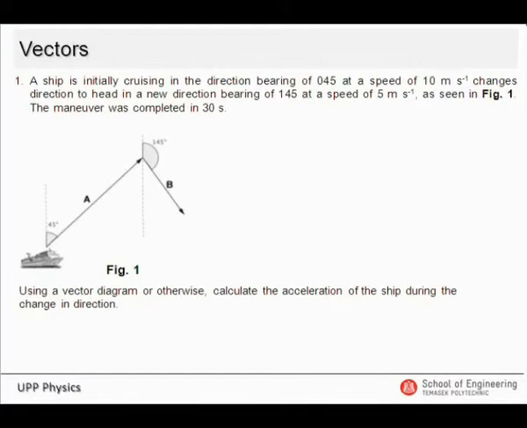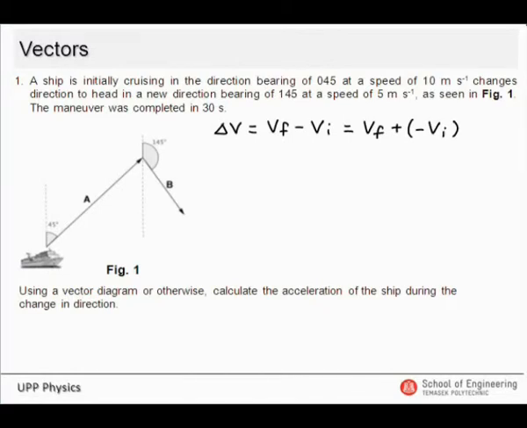All right, let's denote the change in velocity with delta V. And delta V is equal to the final velocity minus the initial velocity. So change in velocity is denoted by final velocity minus initial velocity. But how do we do a subtraction of two vectors? Actually, we add them in this manner: final velocity plus the negative of the initial velocity.